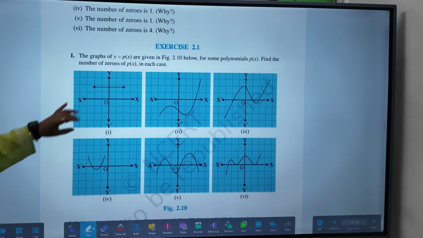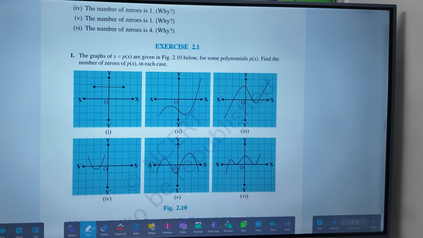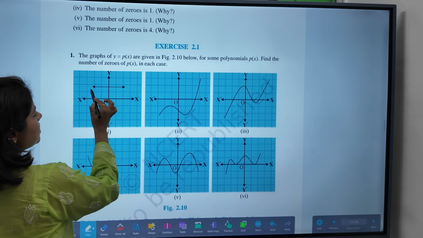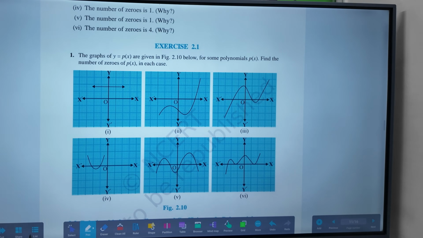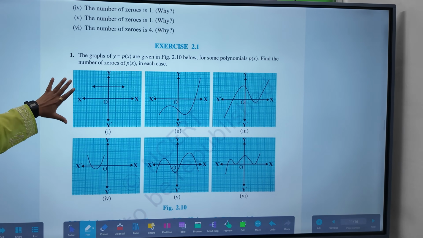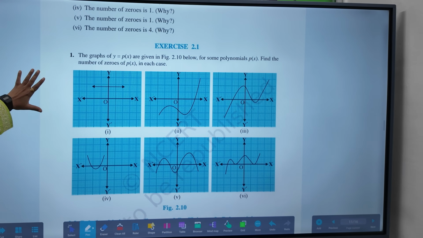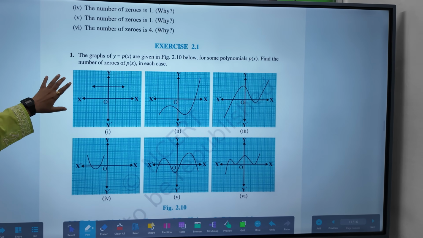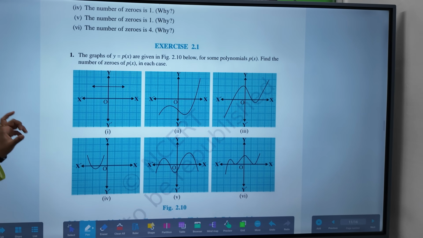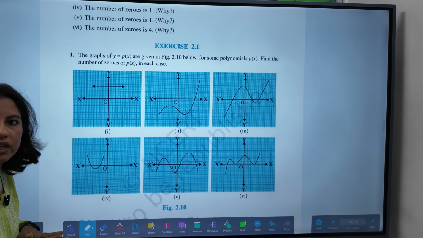Now exercise 2.1 question number 1 part 1. ये हमारे पास ग्राफ है for px polynomial. We have to find out number of zeros. Like our example जो अभी हमने लास्ट स्टडी किया था, पॉलिनोमियल एक्स एक्सिस को जितनी पॉइंट्स पर इंटरसेक्ट करेगा वो उसके नंबर ऑफ ज़ीरोज़ होंगे, राइट.